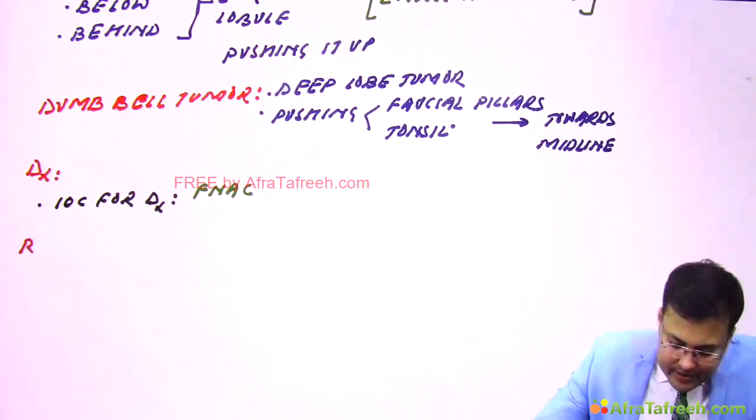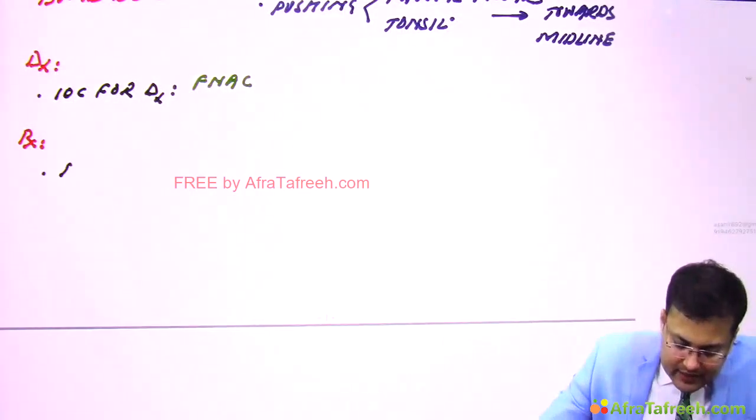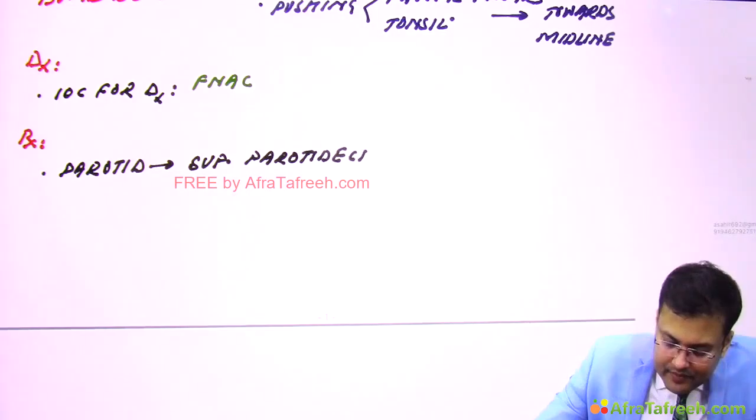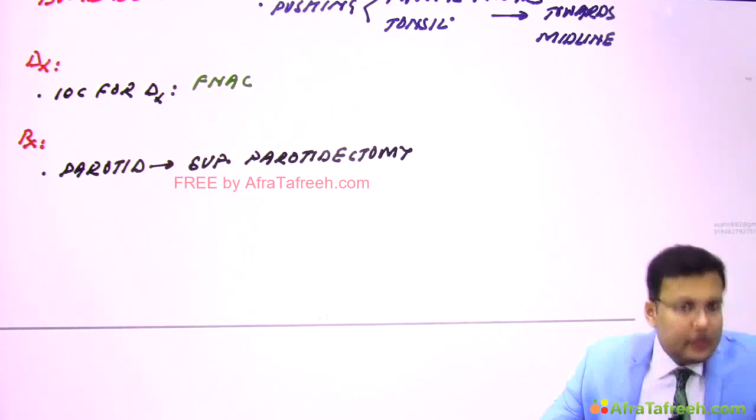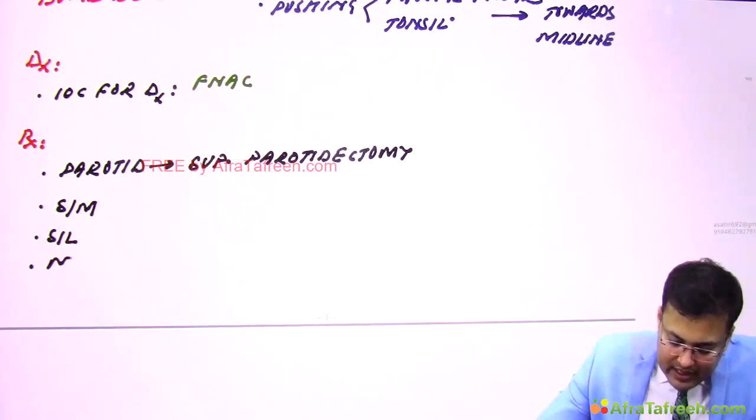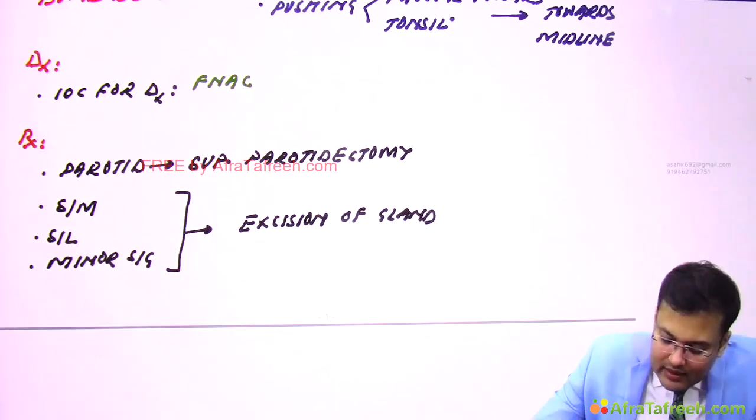And the treatment, if the tumor is arising from the parotid, what's the treatment of choice? It's the superficial parotidectomy. Simple. And whenever the tumor is arising from the submandibular gland, sublingual gland, or minor salivary gland, in these cases we go for excision of the involved gland. So excision of the gland. Clear? This is how we treat it.